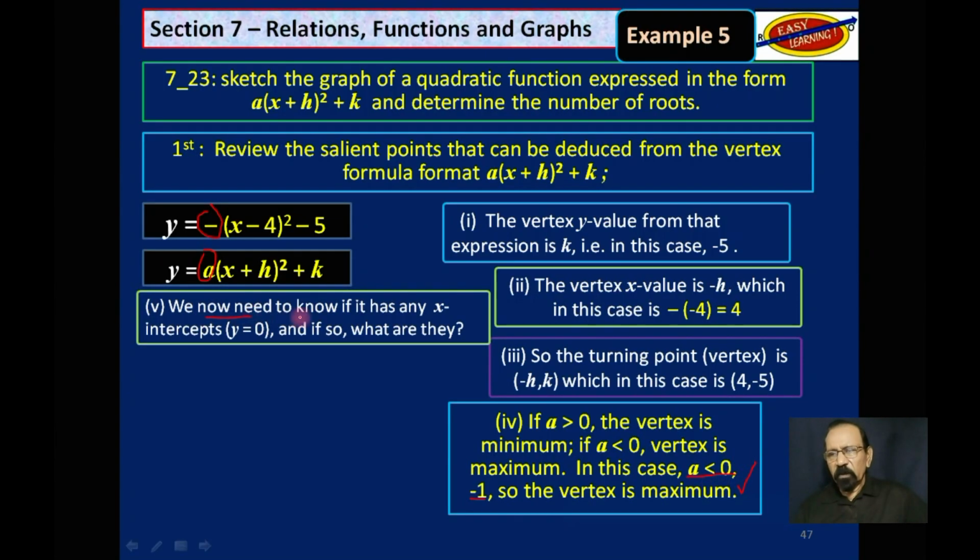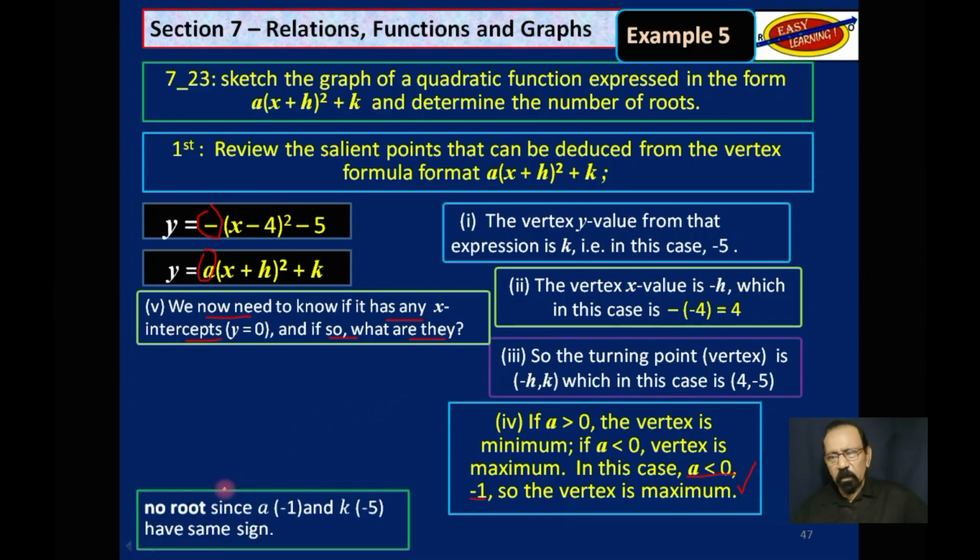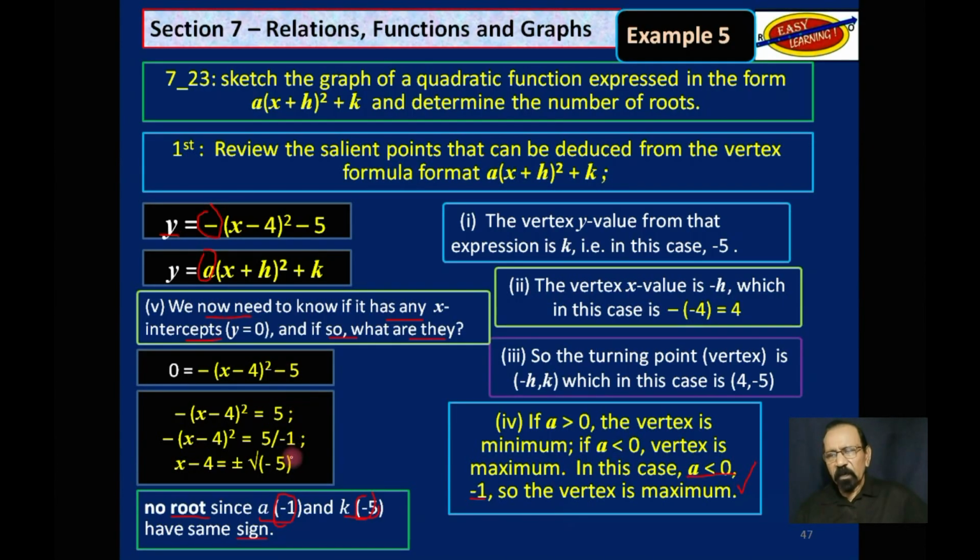We now need to know if it has any x-intercepts, and if so, what are they? As you could see, a has a negative sign. k also has a negative sign, same sign. Therefore, this function, therefore this equation does not cross nor even touch the x-axis. You can go ahead and calculate it, but what is the square root of -5? There is no square root for -5, so it has no roots.